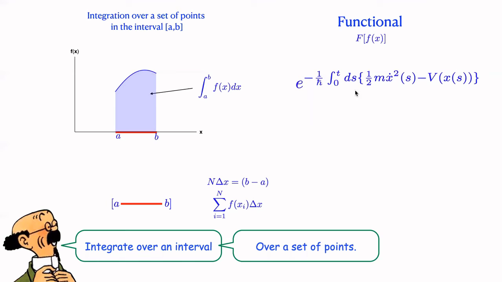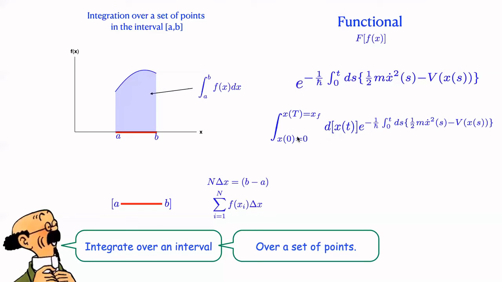This is a nice object. And in fact, the thing that I want to say is that you give me any x of s, I can give you a number, right? So you give me any function, I can give you a number, and that is what I refer to as a functional. And once I calculate the functional, I take this sum over all possible functions.